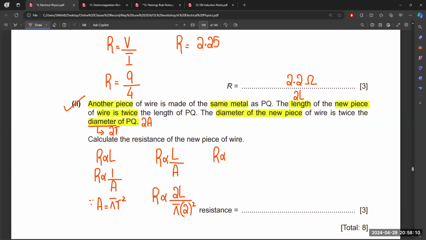So final resistance will be equal to 2 over 4, which means 1 over 2. So your resistance of the new wire decreased by a factor of 2. It means it will be half of the first value. So new resistance is equal to 2.2 divided by 2, because it is half of the actual value, which is 1.1 ohms.